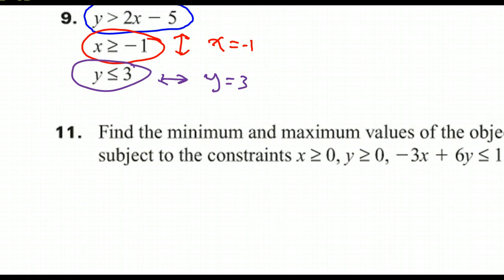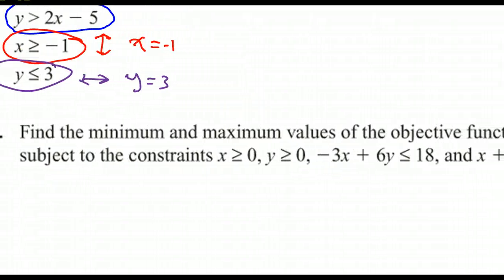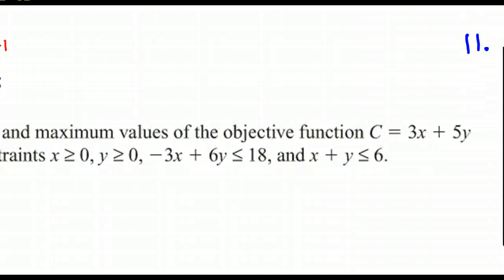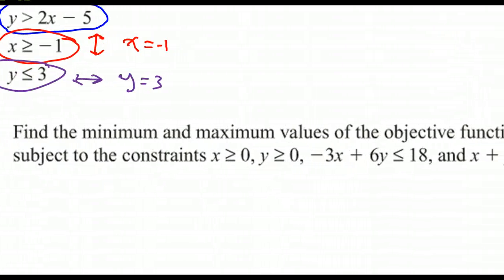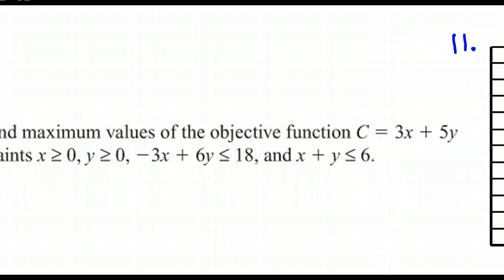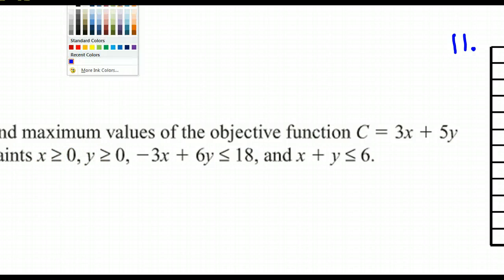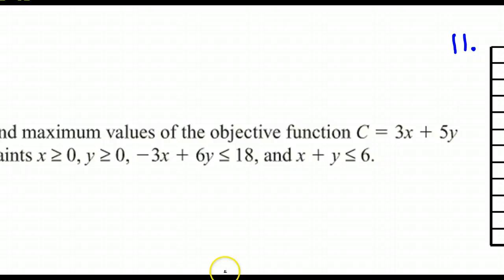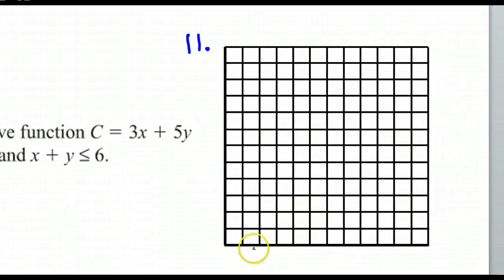Now number 11. Better back on up a little bit for a second. Well, no. Find the minimum and maximum values of the objective function subject to these constraints. I better stay close actually. Well, all right, we need to graph the inequality. So first of all, we have the reality constraints. X is greater than or equal to 0. Y is greater than or equal to 0. And luckily that's true because I only gave you the first quadrant.